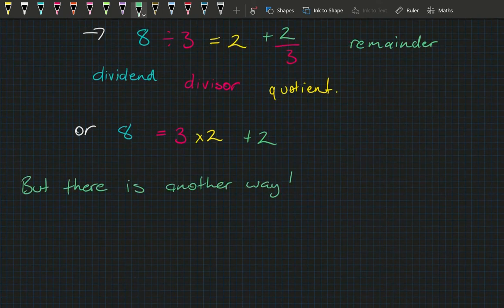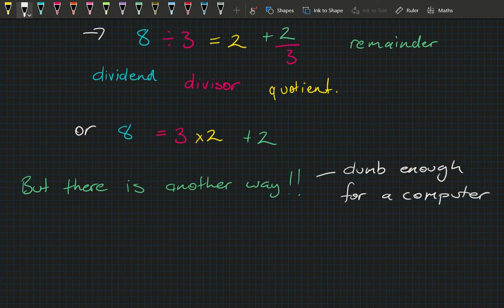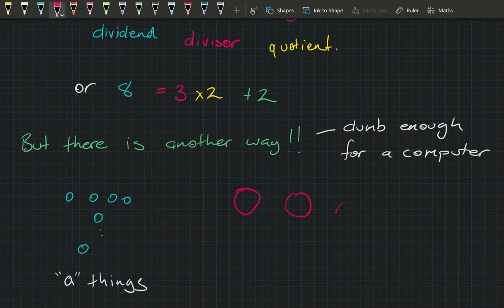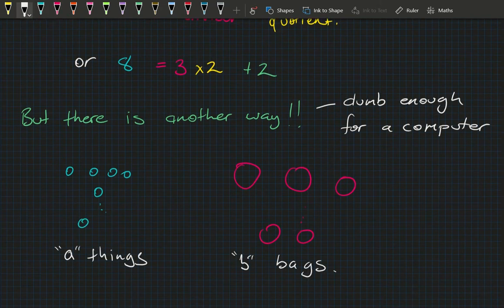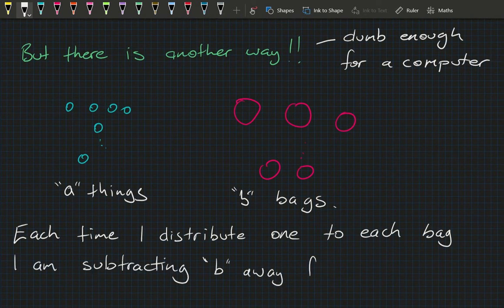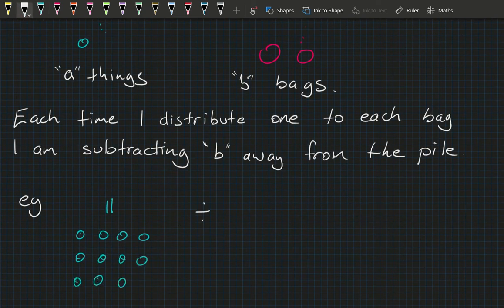But there is another way that's dumb enough even for a computer. If we're thinking back to A divided by B, I've got my A things, trying to fit them into B bags. But each time I distribute 1 to each bag, I'm actually subtracting B away from the pile, i.e. the pile A minus B. So once again, let's have another simple number example. I've got 11 things and I'm trying to fit them into 3 bags. Instead of counting off 1, 2, 3, I can count off 3. Then for the next lot for each bag, I count off another 3. And then I count off another 3.